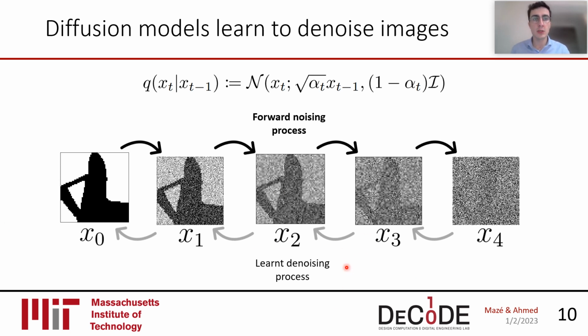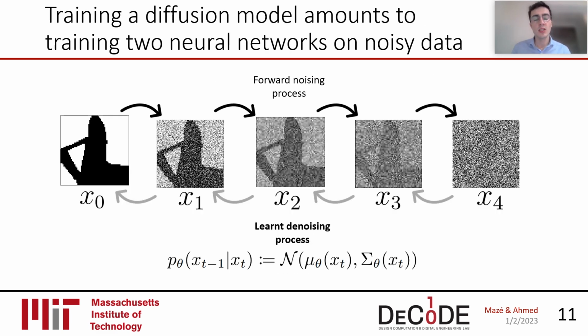Then, to generate a new clear image, you just need to sample from a white noise distribution and then denoise the image with the learned denoising process. This is the idea behind diffusion models. In practice, the denoising process can be represented as a Gaussian process as well.